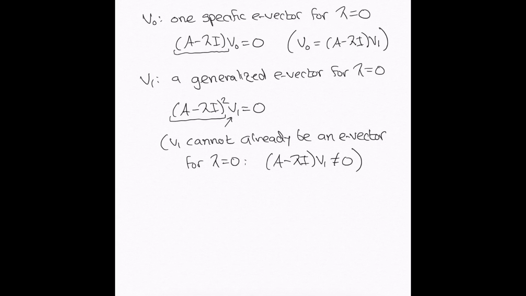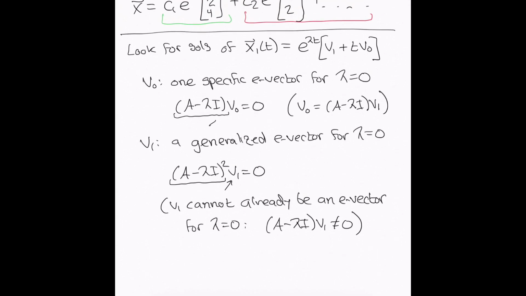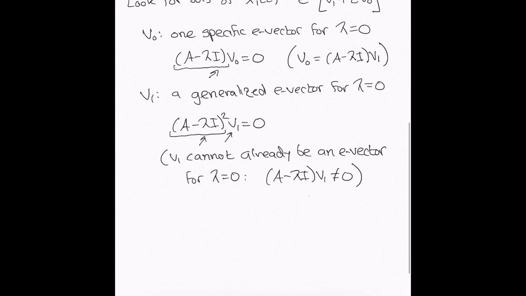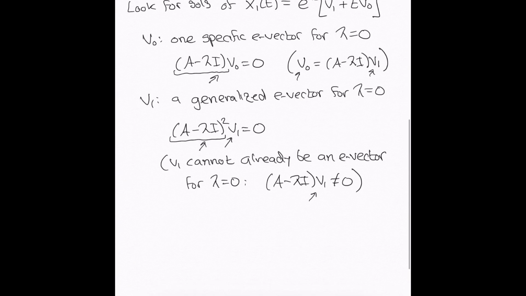Okay? So we have a few equations we wrote here. We have just the definition of an eigenvector, the definition of a generalized eigenvector, and then we have a couple conditions. I need to make sure that v1 is not already an eigenvector for A, and I need to make sure that v naught is going to be defined by this v1 here. All right. So this is what we're going to set out to do.